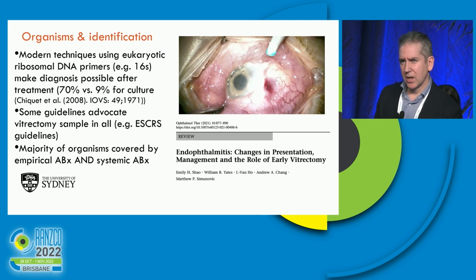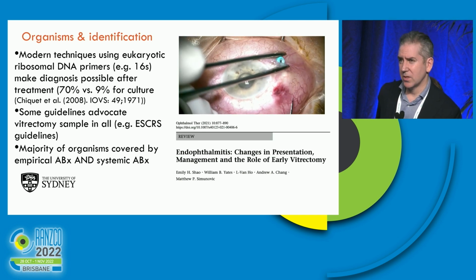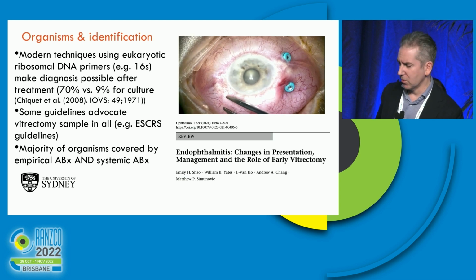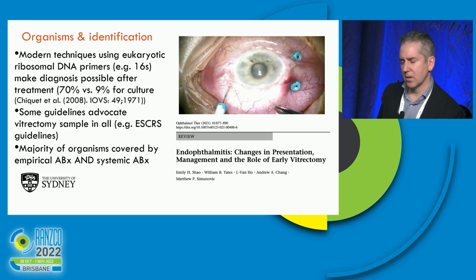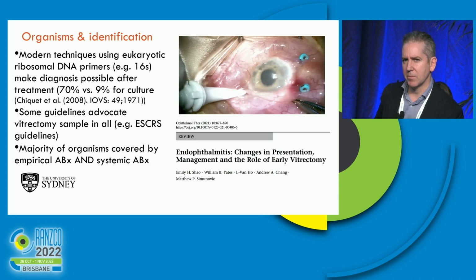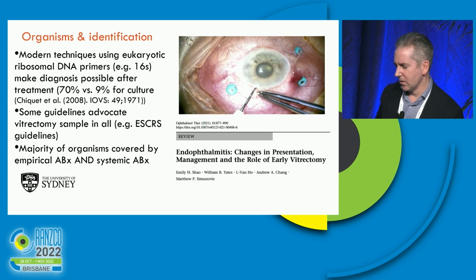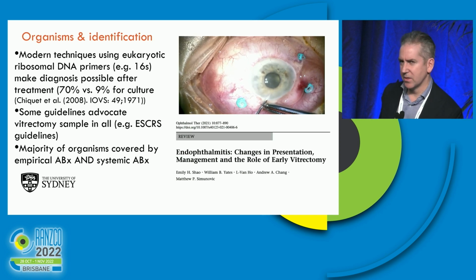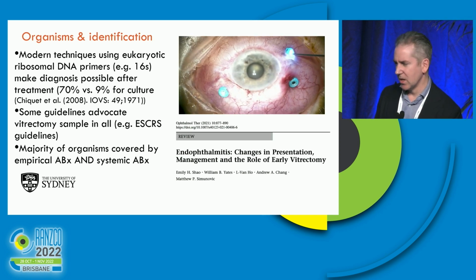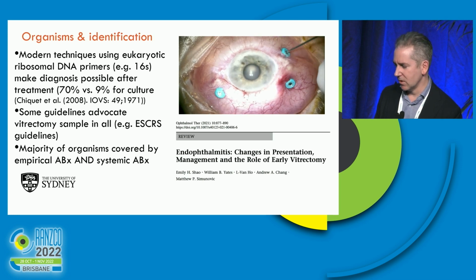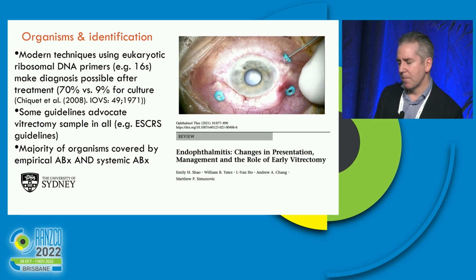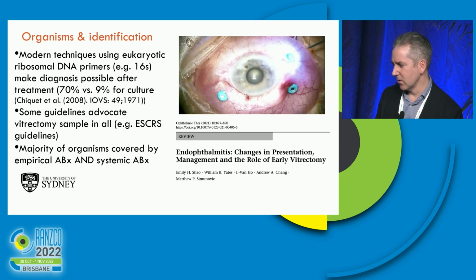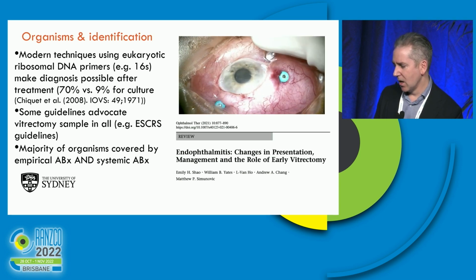So it's possible to get a positive diagnosis using PCR even after the application of intravitreal broad-spectrum antibiotics. A study by Shikwe and colleagues demonstrated that samples may be positive in up to 70% of people with PCR after application of intravitreal antibiotics versus 9% for traditional culture techniques. Some people advocate using a vitrector to get a sample. We don't do that in Australia.